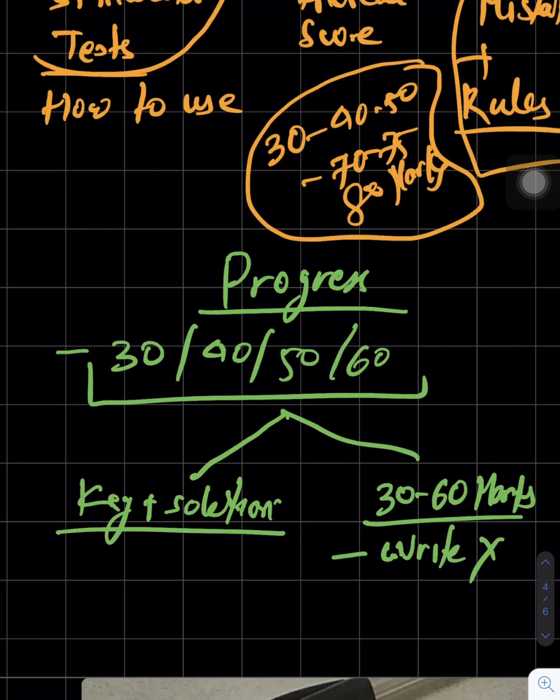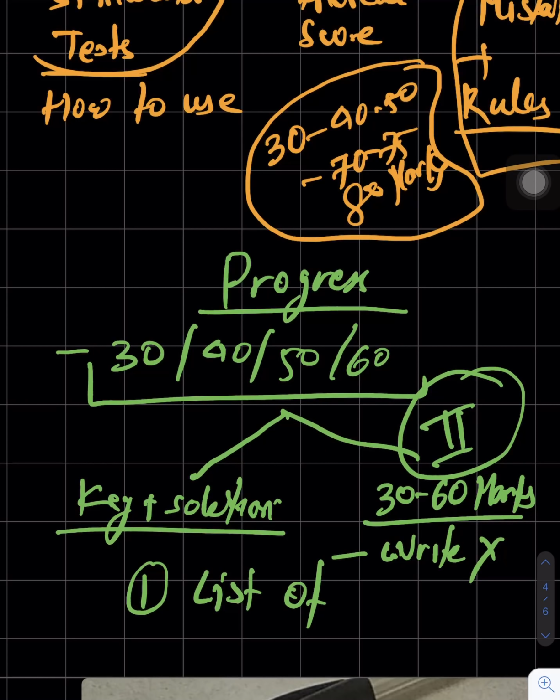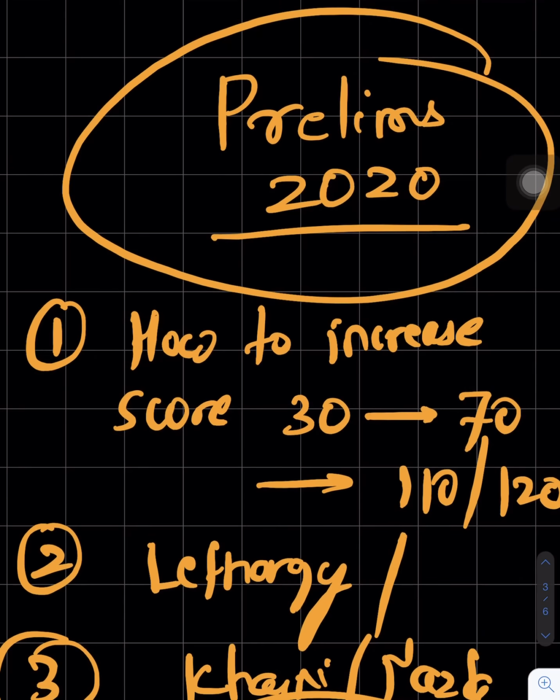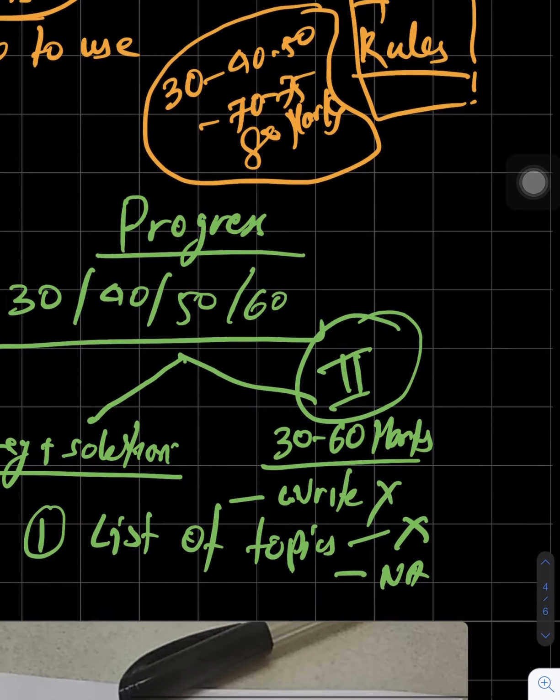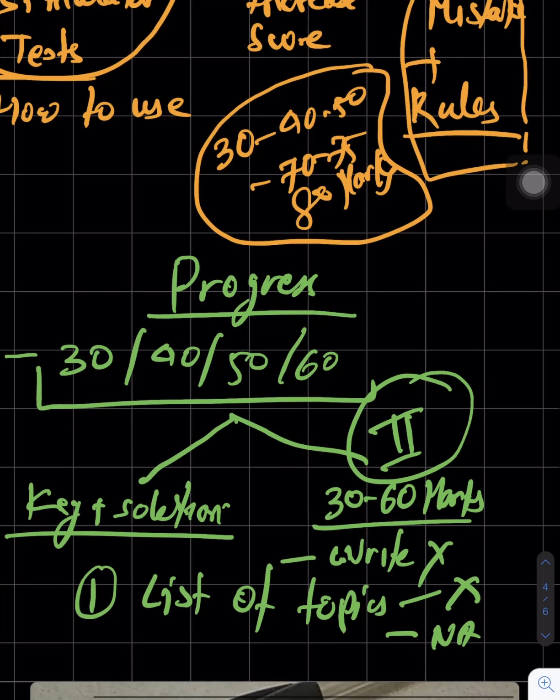So let us say you have attempted simulator 0 or simulator 1 or simulator 2. Whatever score you are getting, in this approach, that is the second approach, the first thing is to make a list of topics from which you have gotten questions either wrong or not attempted. As I said, you have to make this list.